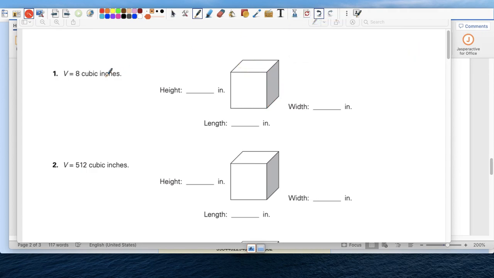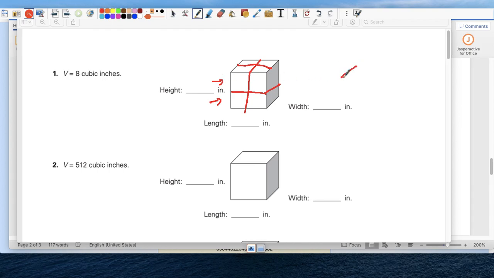So the volume of this cube is 8. What does that mean? It means that to create this cube, let me see if I can draw it, it's a 2 by 2. If you look at a cube this way, there are 2 layers. The first layer here and the top layer.